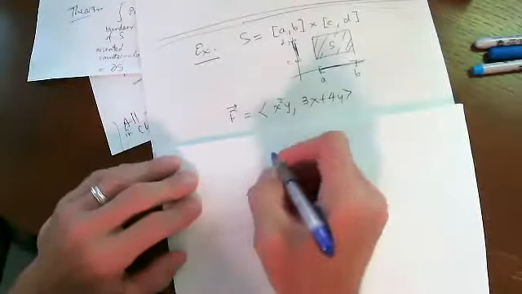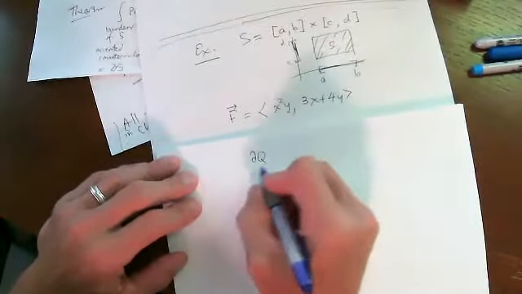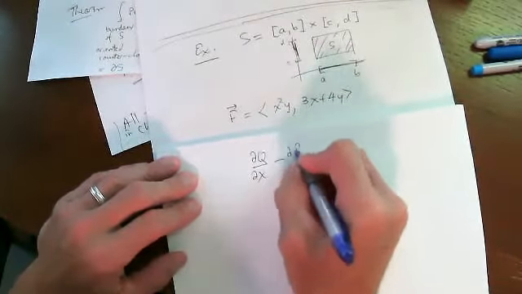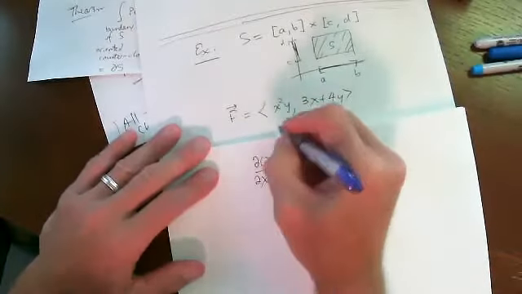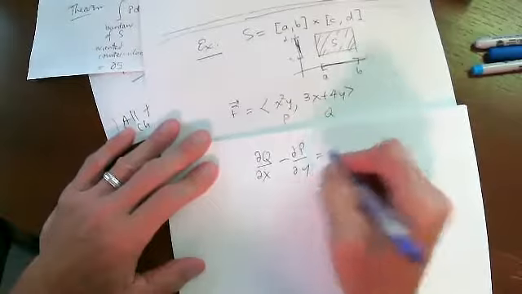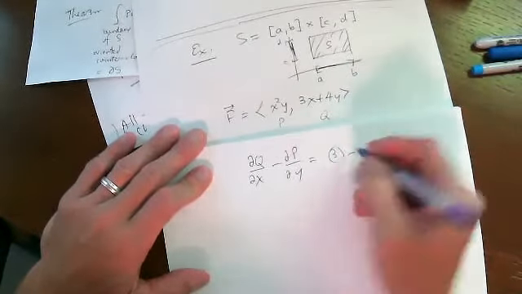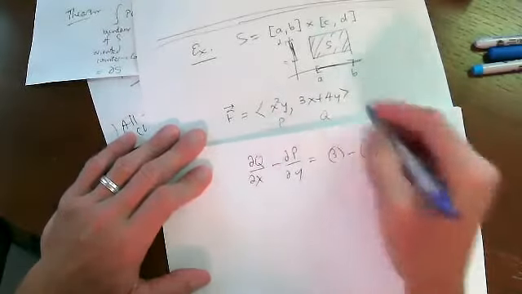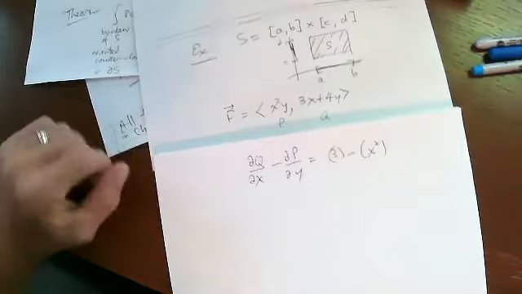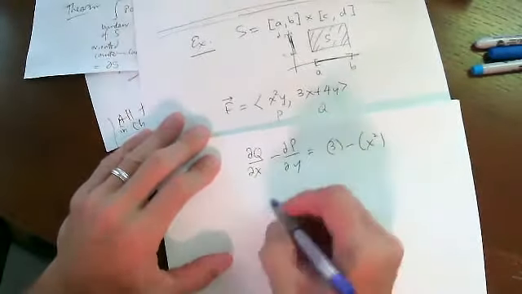So on the right-hand side, you need to be able to calculate this thing that's going to serve as a kind of derivative of the vector field. I'll take the partial of Q with respect to x minus the partial of P with respect to y. This is the P, this is the Q. So the combination of partial derivatives would be just a 3 from the first term, and for the second one, I get x squared.